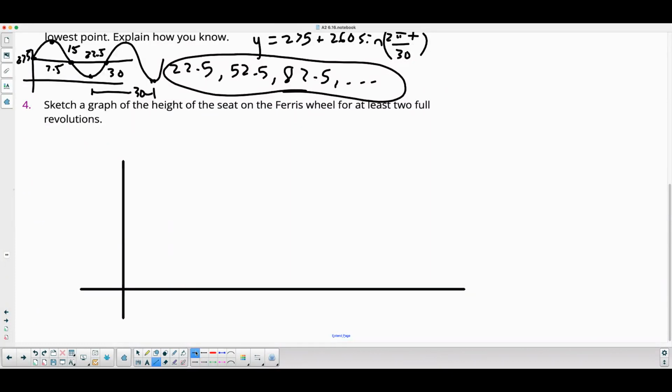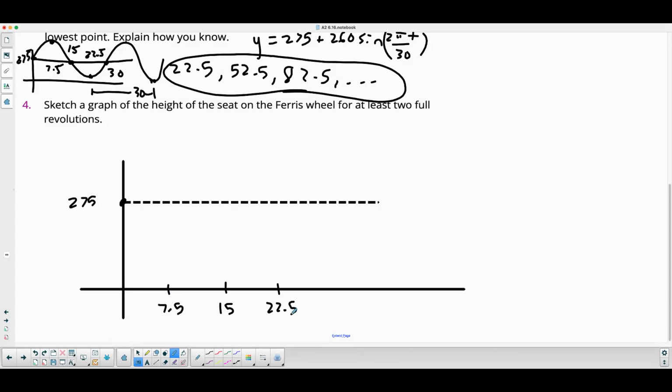I'm going to draw my midline right up here. That is at 275. I got to go 260. I start right there. This is going to be at 7.5, 15, 22.5, 30. So this goes up another 260. So I got to do 275 plus 260. This is up here at 535.